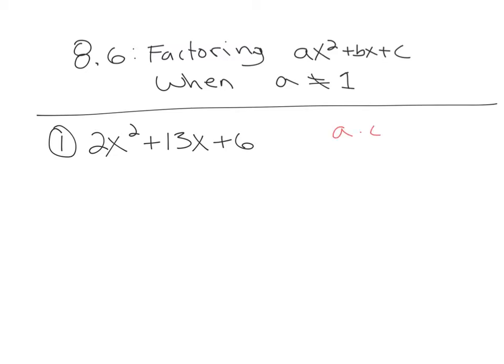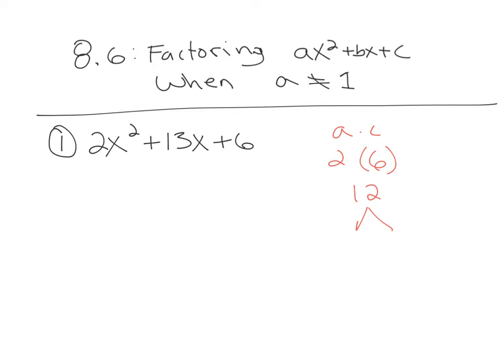So what I'm going to do is take my a value, which is 2, and my c value, which is 6, and multiply them together. I get 12. Now, as soon as I know my answer for the AC is 12, I need to think of two numbers that multiply to give me 12 and combine to give me 13. So this method kind of combines what we did in 8.5, and as you're going to see in a second, it combines that with something we did in 8.8, factoring with grouping.